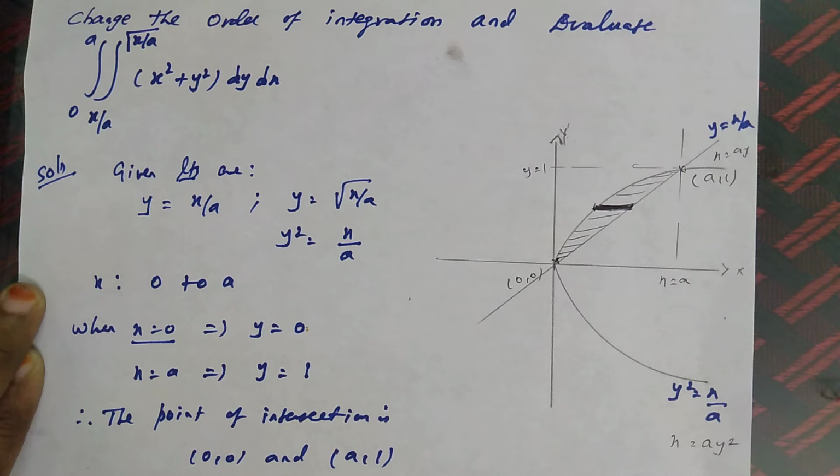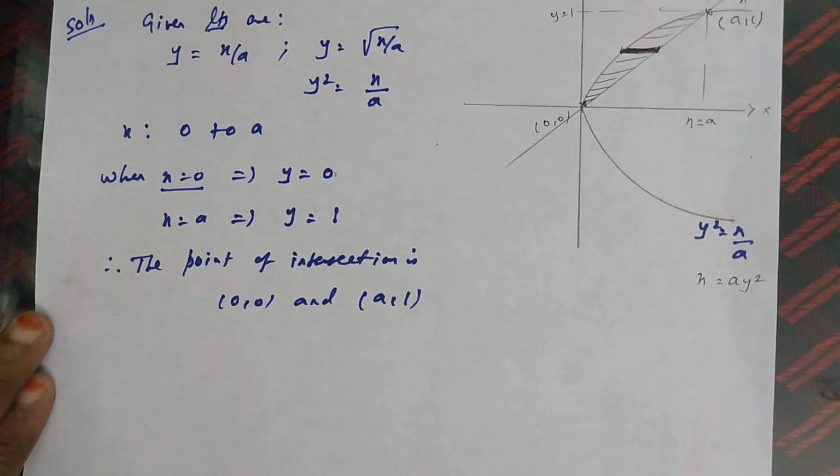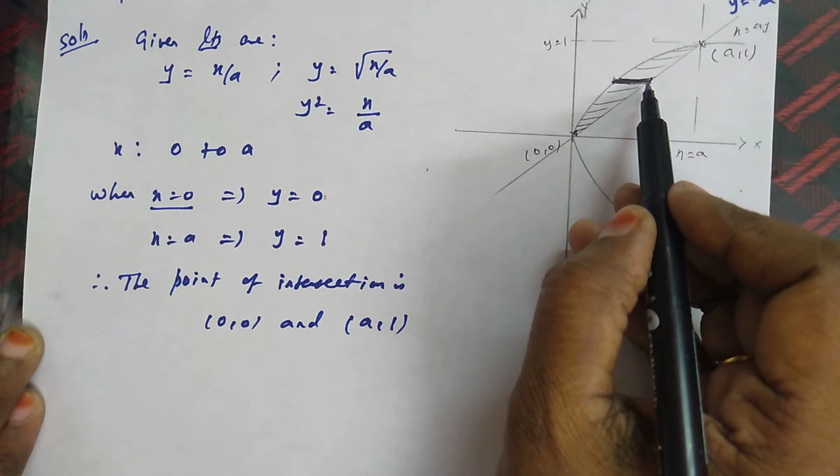So the new limits are x equal to a y² to x equal to a y. And at the same time our y limit is 0 to 1. After writing the new limits, you can go for the integration. So we got the new limits. Is it clear how we are writing the new limits? We are taking a horizontal strip.